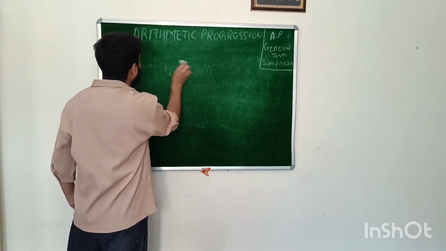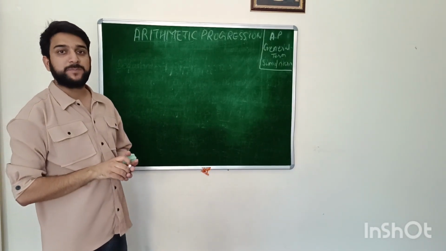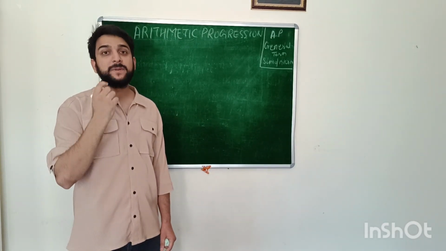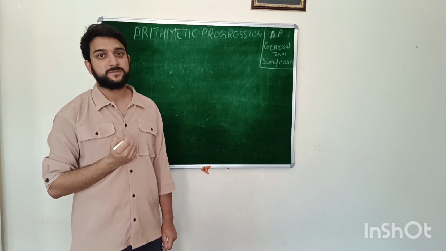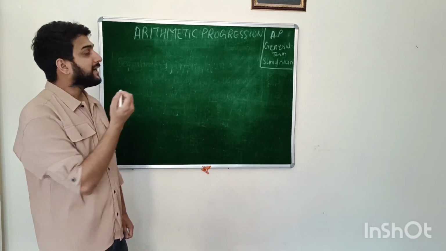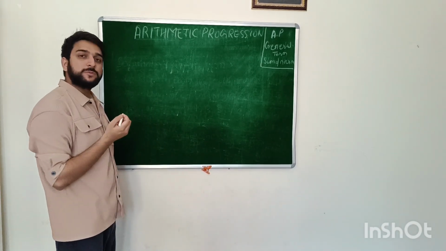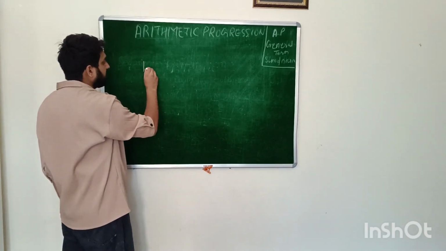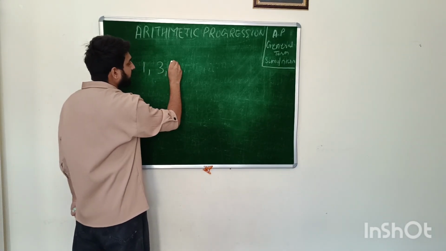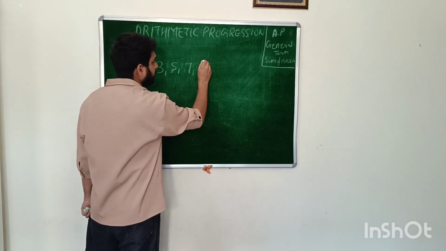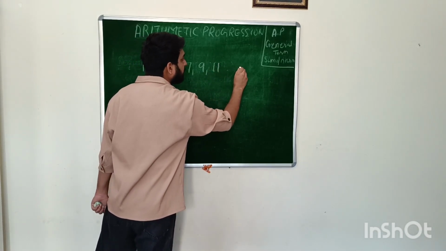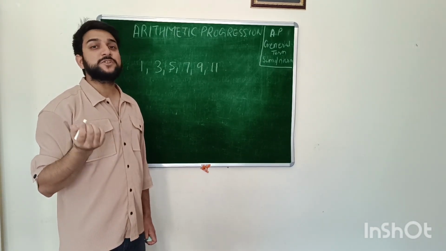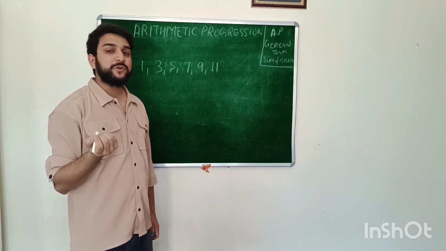Now, what is arithmetic progression or AP? AP is a sequence in which each term is obtained by adding a fixed number to its preceding term. Now, let me take an example of an AP. We all know about odd numbers, right? So we are considering odd numbers here. 1, 3, 5, 7, 9, 11 and so on. So AP is a sequence in which each term is obtained by adding a fixed number to its preceding term.